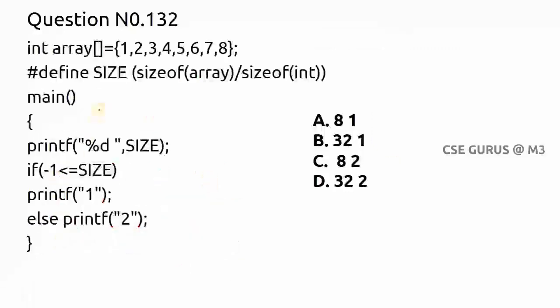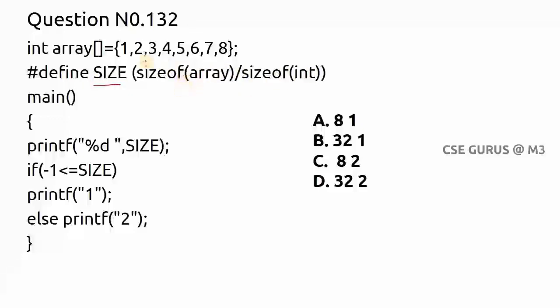So what about this one? Coming to question number 132. I've taken an int array with a total of 8 elements, and defined a macro, which is a preprocessor directive. I have taken size, means what? It is size of array by size of integer.